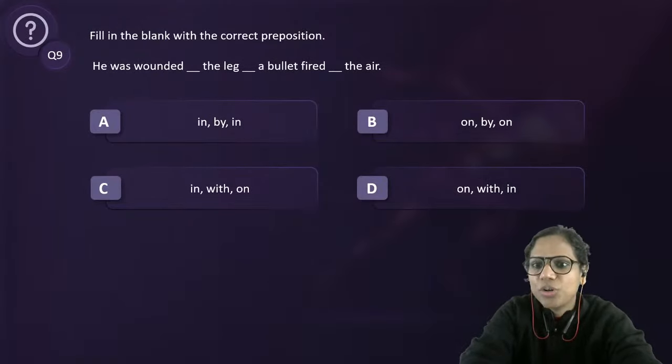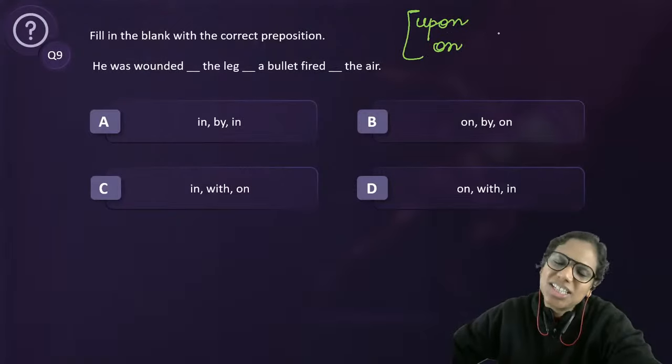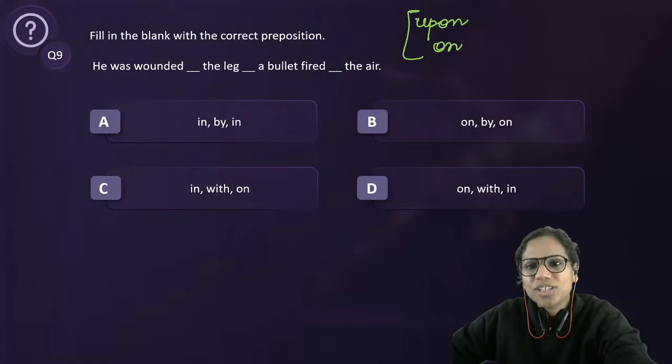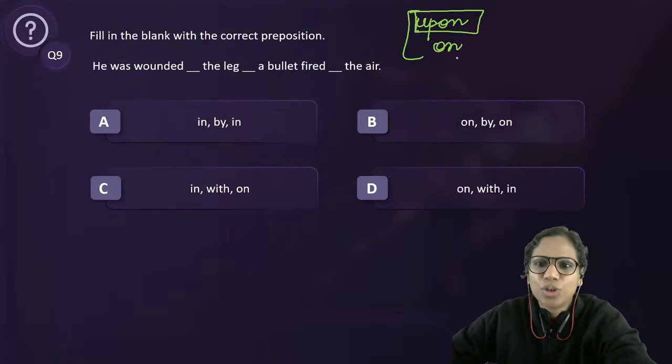Between upon and on, there's not much difference actually. They are used interchangeably. However, upon is used in certain metaphorical contexts. What do I mean by that? Metaphorical.